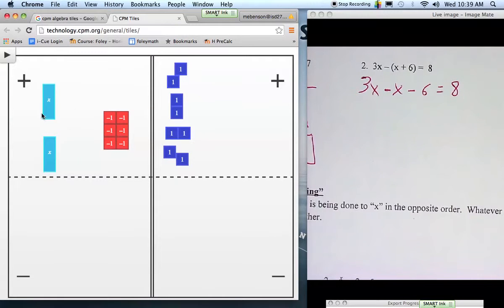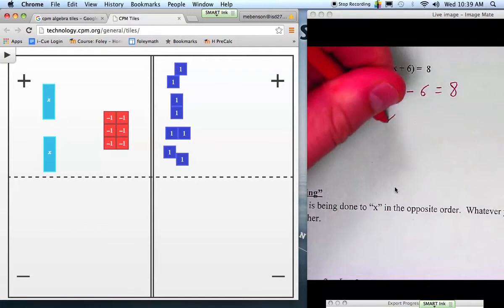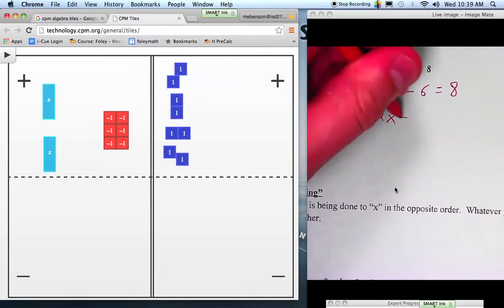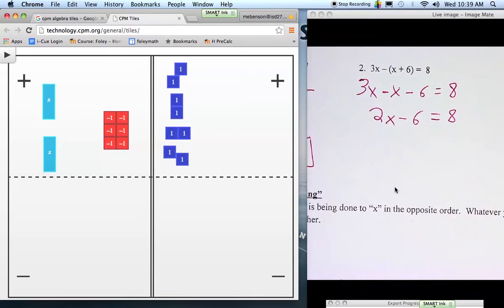I now look and see what I have left. Well, now there are 2 positive x's left, and you can see that algebraically over here: 3x minus 1x is 2x. The minus 6's are still sitting there, and the 8 is still sitting there.